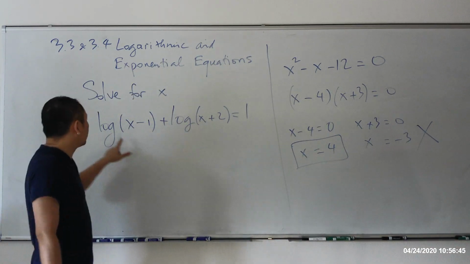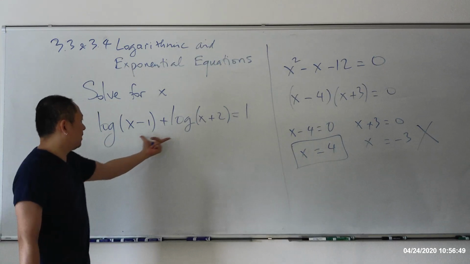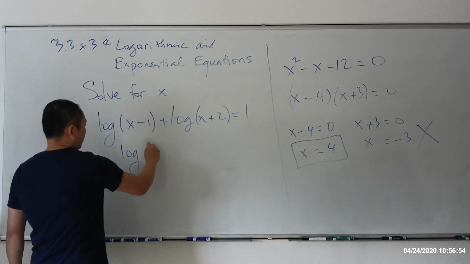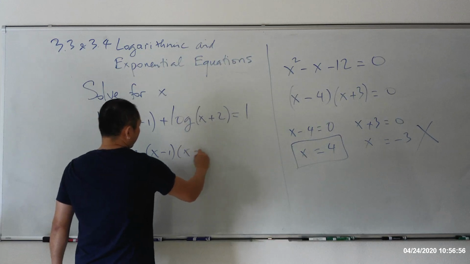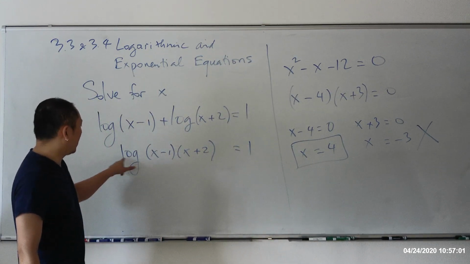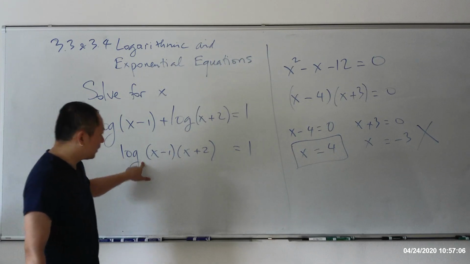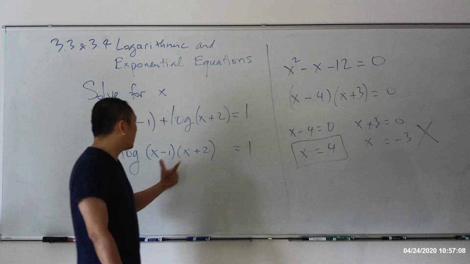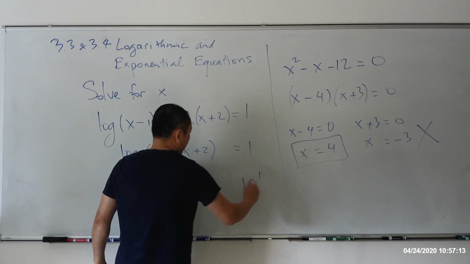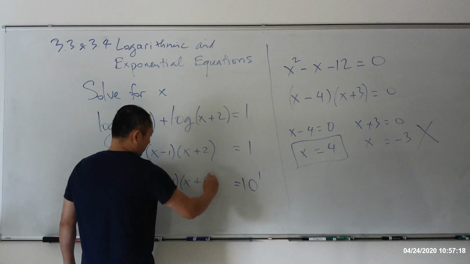The base changed, right? This is base 10 instead of base 6 like before. And of course, simplify the two logs. Combined, you have log of x minus 1 times x plus 2 equal to 1. You don't see the base, but log means base 10 right here. So use the definition: base number raised to the exponent equal to whatever you have inside the log. So base 10 raised to exponent 1 is going to be equal to x minus 1 times x plus 2.